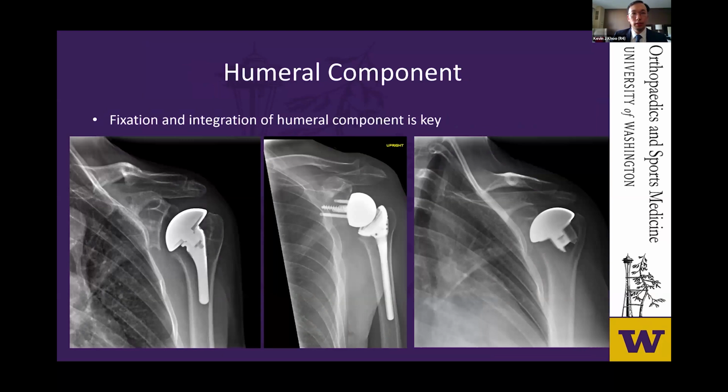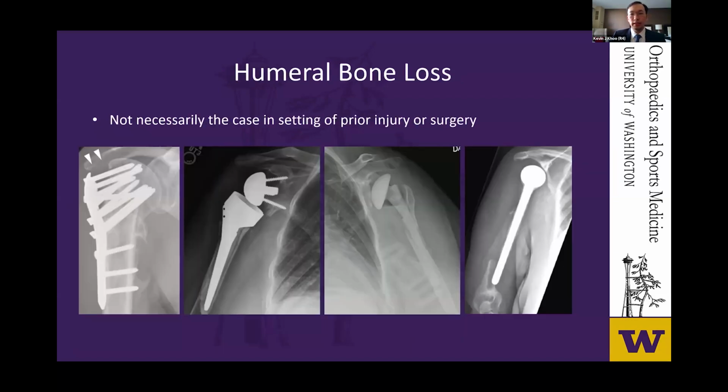Turning our attention to the humerus, the primary goal when managing the humeral component is achieving adequate initial fixation for eventual integration. This can be achieved through press fitting a stem, bone grafting a smooth stem, and cementation. In the primary setting, humeral bone stock is typically adequate for fixation. This is sometimes not the case in the setting of prior injury or shoulder surgery.